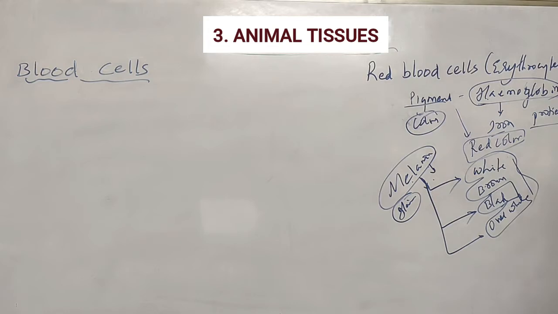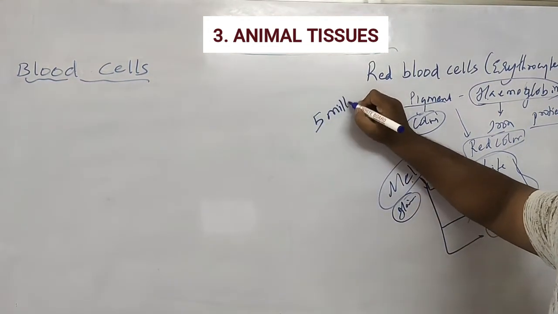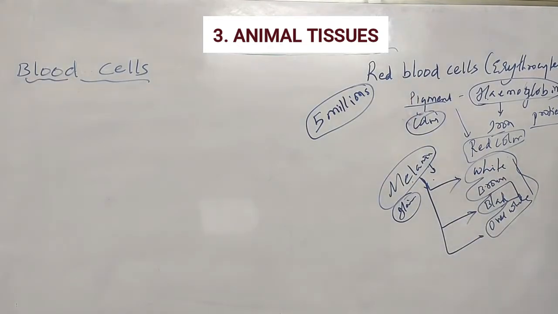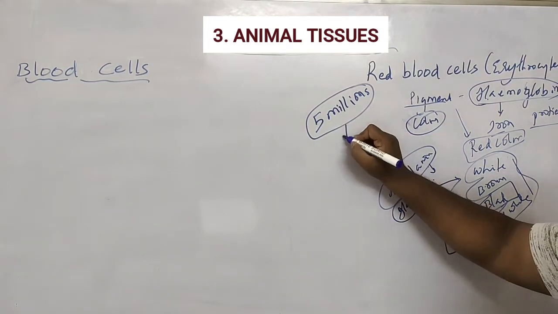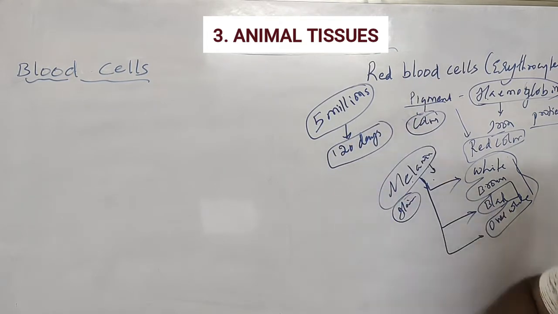You know how many RBC are there in blood? There are around 5 million RBC in our blood, and their lifespan is only 120 days. That is, they only survive for 120 days. After that, they will definitely die.